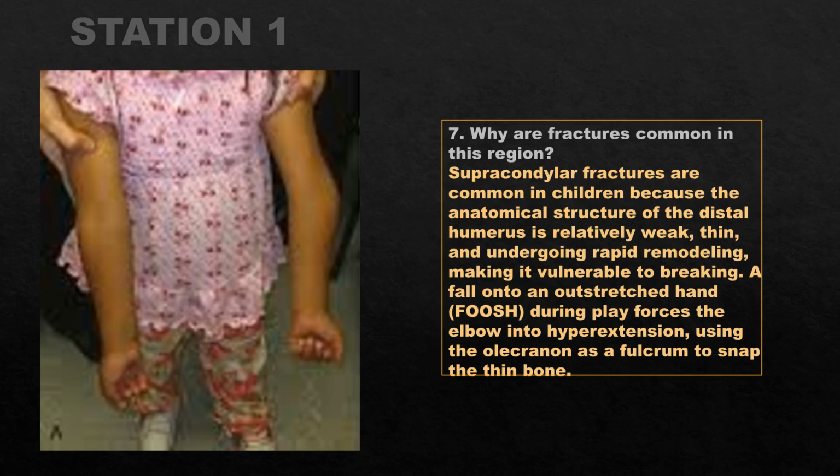Why are fractures common in this region? In children, the distal humerus is thin. It is undergoing rapid remodeling. The supracondylar area is structurally weak during a FOOSH injury. The olecranon acts as a fulcrum. Hyperextension force snaps the thin supracondylar bone. That biomechanical weakness explains the frequency in pediatrics.